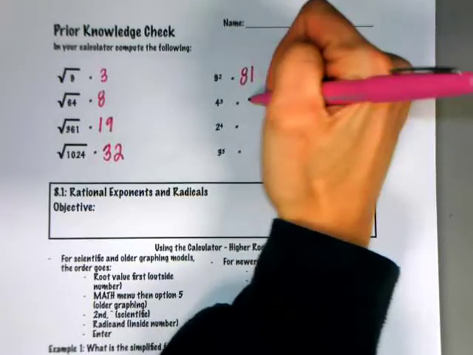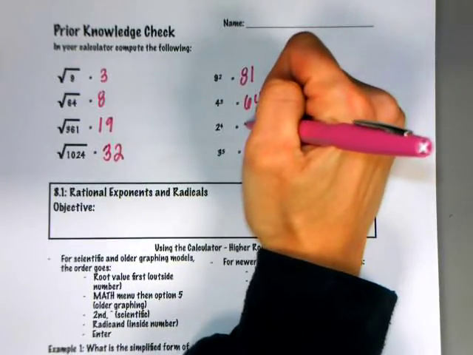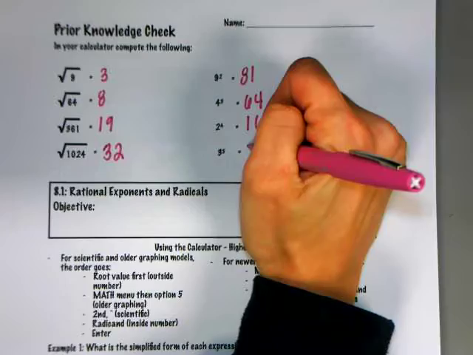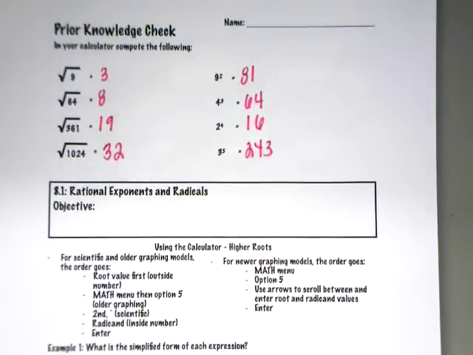81. 4 to the third. 4 to the fourth. And 3 to the fifth. 243. Okay. So just a little review of those.